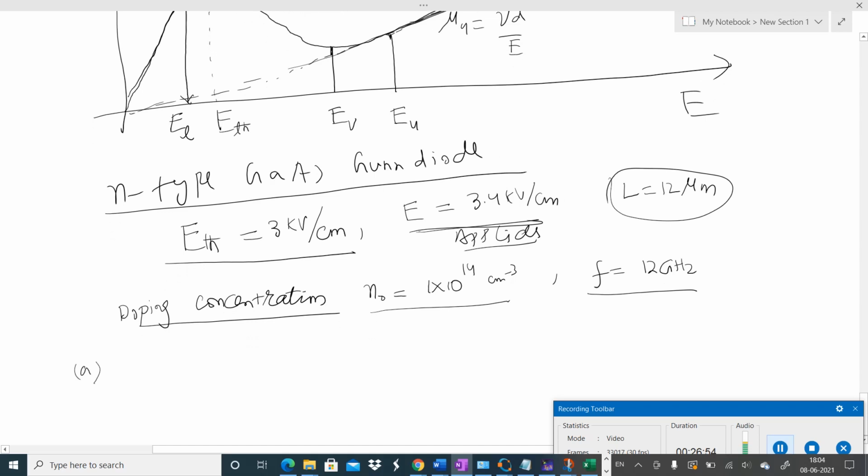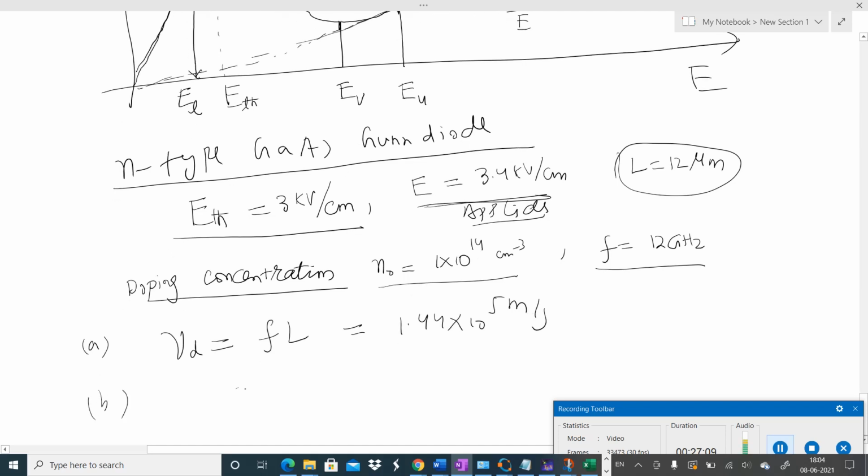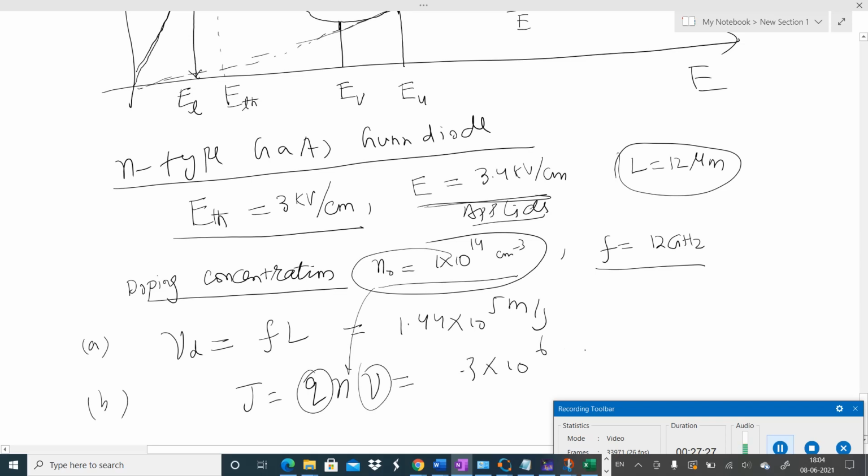Now we will first of all see what the drift velocity is. Drift velocity is also related to the frequency and the length of the device, so it will be f times l. So you can find it is 1.44 into 10 to the power 5 meter per second. The second thing we can compute is current density, which is given by charge, electron density, and drift velocity. So your n is given, the doping concentration, put it here, charge of electron, velocity you have found, so it will come out to be 2.3 into 10 to the power 6 ampere per meter square.